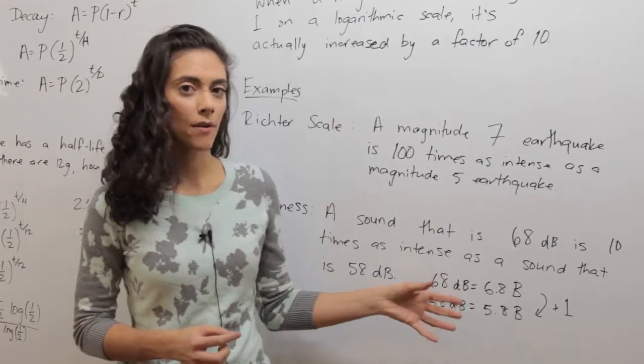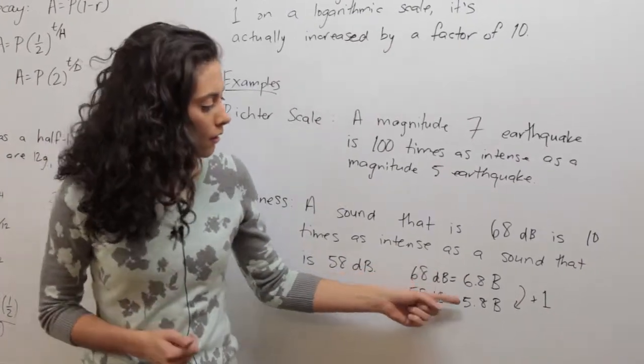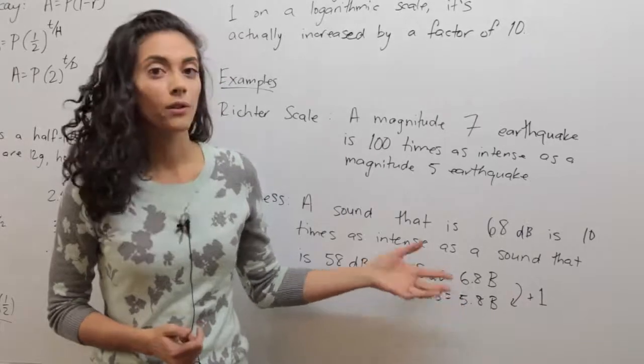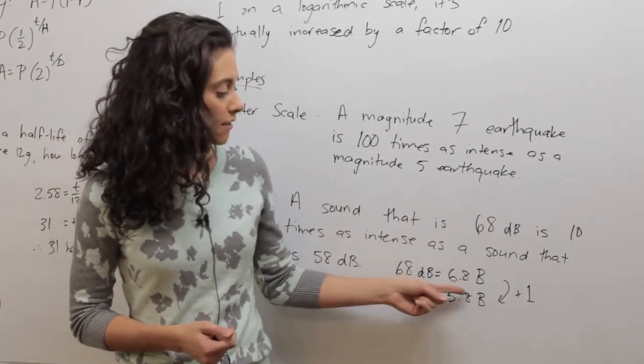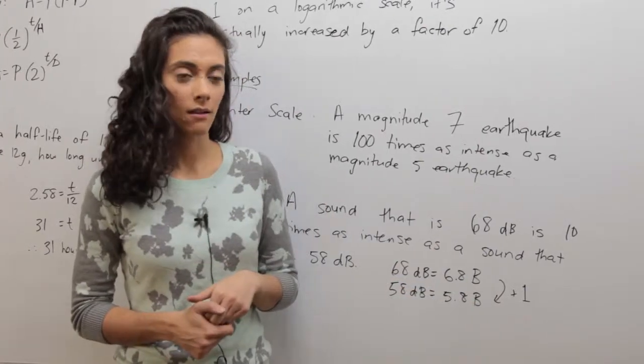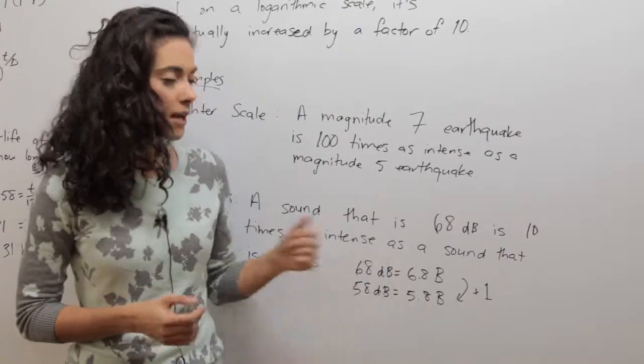So in order to compare them on the logarithmic scale, we actually have to convert them into bells. When we do that, we notice that they differ by only 1, 6.8 bells versus 5.8 bells. Because it's an increase of 1 on the logarithmic scale, this is actually 10 times louder, 10 to the 1 times louder than that one.